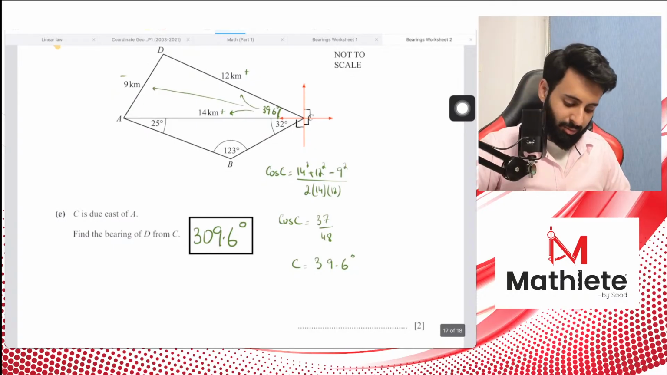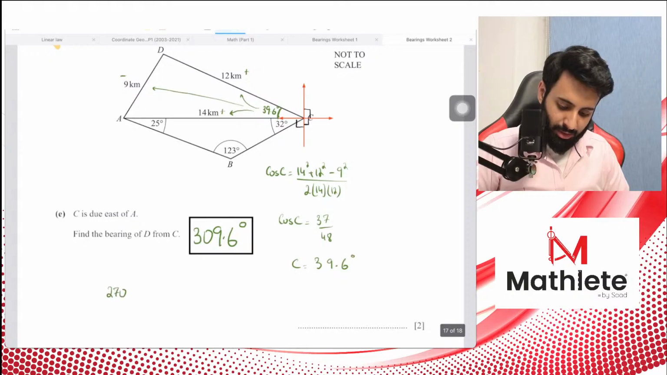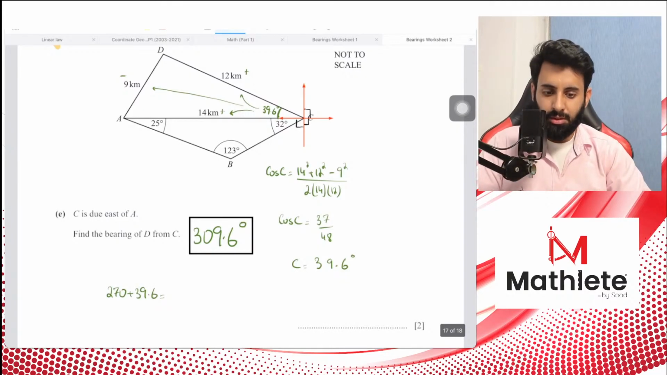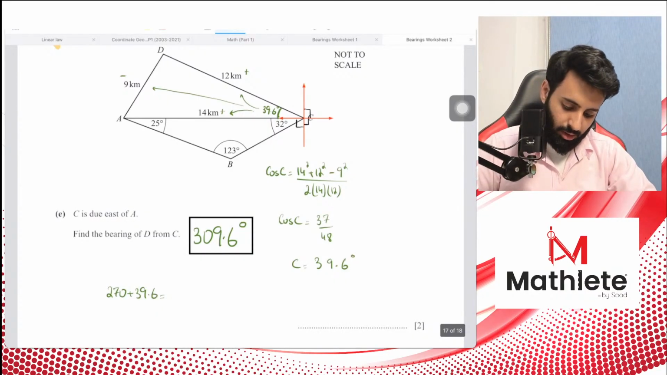Sorry about that. So we have 39.6, and now here's what we do: 270 plus 39.6, and let's see, what is that equal to? 270 plus 39.6, which is equal to 309.6.